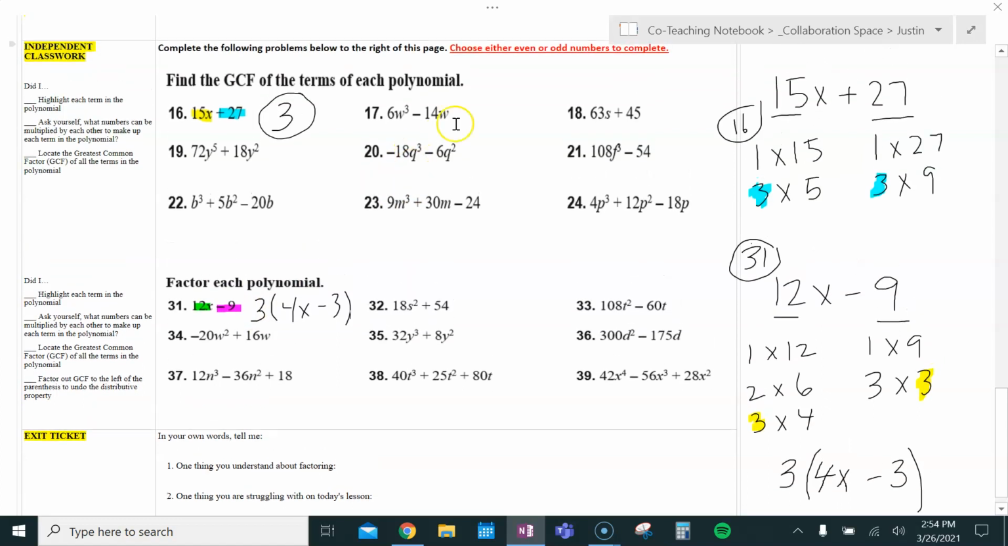Alright, so like I said, choose either even or odd to complete for your classwork today, and then at the end your exit ticket is 2 questions that you're going to answer.